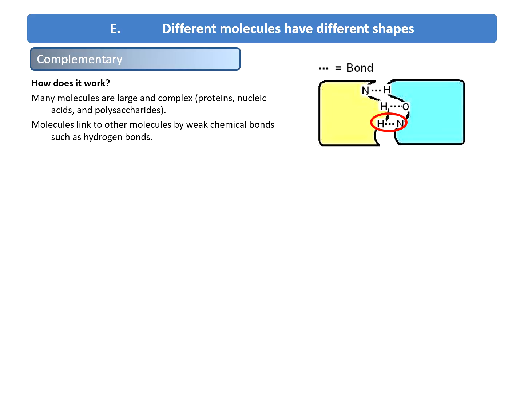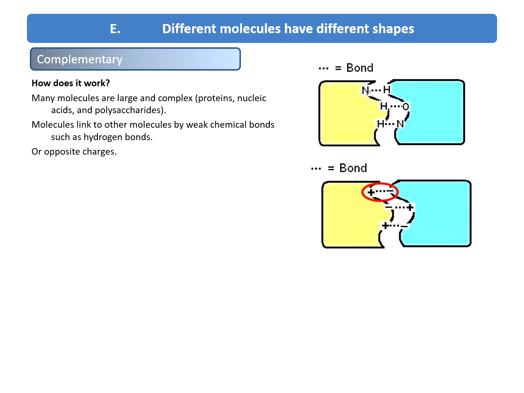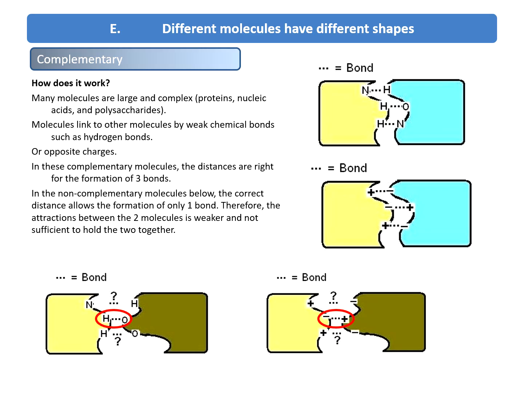Molecules link to other molecules with weak chemical bonds, such as hydrogen bonds. Remember, a link between hydrogen and nitrogen, or hydrogen and oxygen. Opposite charges attract. In these complementary molecules, the distances are exactly right for the formation of three bonds. In the non-complementary molecules, the correct distance allows the formation of only one bond. Therefore, the attractions between the two molecules is weaker and not sufficient to hold the two together.